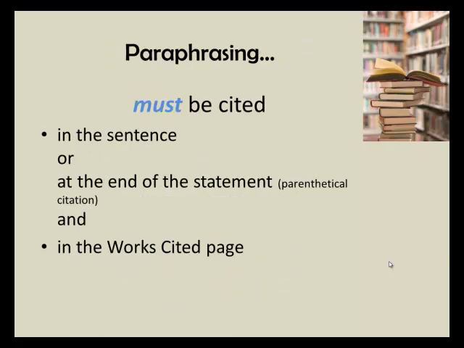Paraphrasing, like summary and like direct quotes, is from another resource. So paraphrasing must be cited. It needs to be cited in the sentence or at the end of the statement in a parenthetical citation. And it also has to be cited in the works cited page. To omit either the parenthetical citation from the paraphrase, the summary, or the direct quote, or to omit a citation for that resource in the works cited page, is to plagiarize.